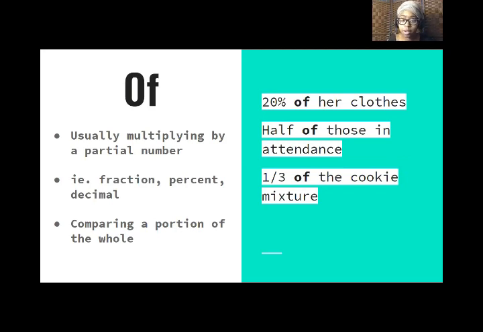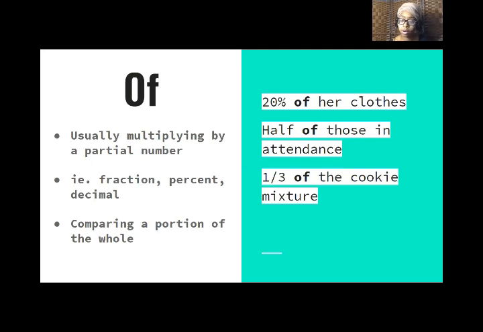Half of those in attendance. So half is 1 over 2, just like that 1/3, that 1 over 3 we have. The half is going to be 1 over 2. That's a fraction. And we're multiplying that 1 over 2 by the total number of people in attendance. So half of the people in attendance left. That can be a word problem.